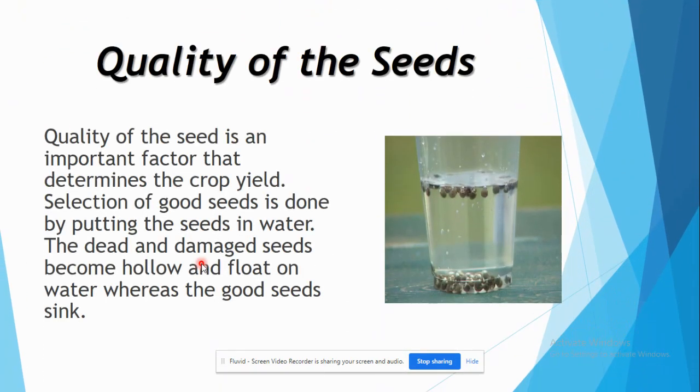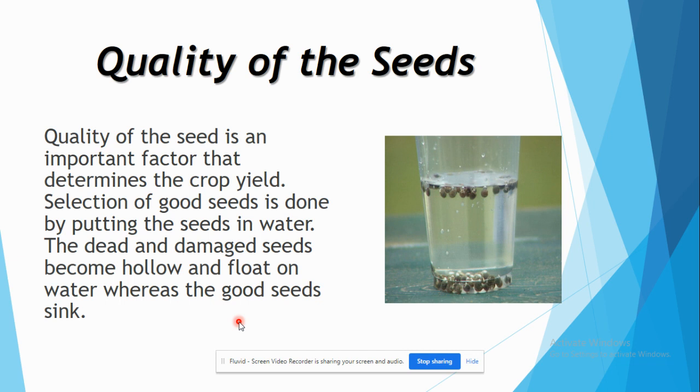So how can we check the quality of seeds, whether they are good or whether they are damaged or dead? Quality of seed is an important factor that determines the crop yield. Selection of good seeds is done by putting the seeds in water. The dead and damaged seeds become hollow and float on water, whereas the good seeds sink. The damaged seeds are hollow and thus lighter than the good seeds, so they float on water. This is a good method for separating good healthy seeds from the damaged ones.